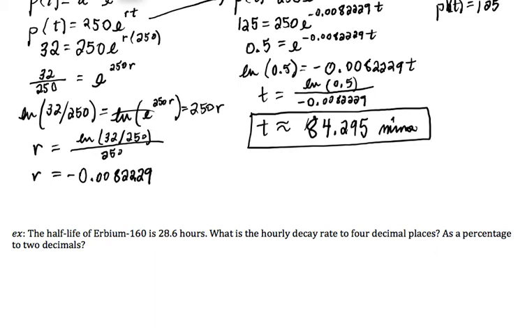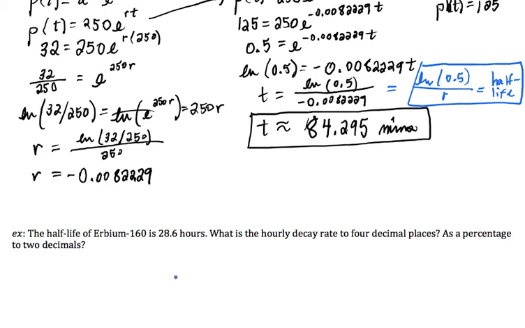Well, let's actually go back up to the previous problem here and take another look at it. So what we've got right here is that the half-life is equal to natural log of 1/2, or 0.5, divided by r, and that equals the half-life, and that's true for any substance. So we could use this fact to make answering this question much more quickly.